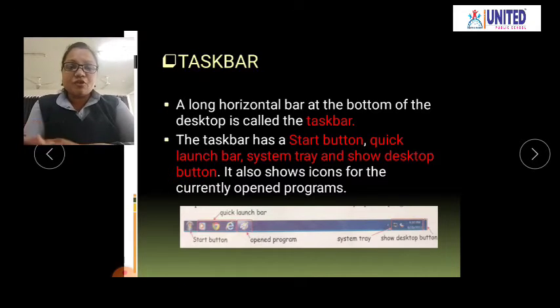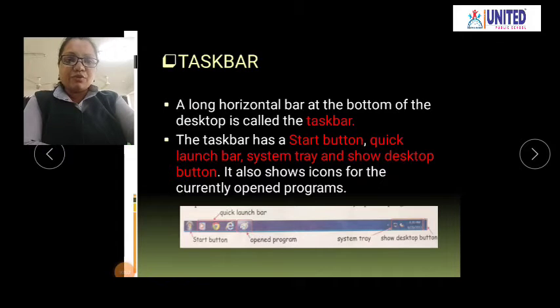So let us see, there are four main things on the taskbar. First one is the start button. Then next is the quick launch bar. Third one is the system tray. And the fourth one is the show desktop button. The taskbar also has the open programs. Open programs means whatever programs are open are also shown by the taskbar. Can you see this in the picture?